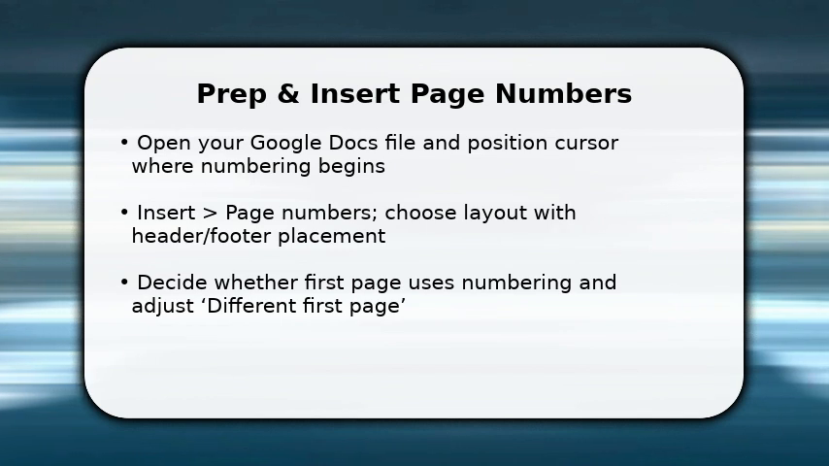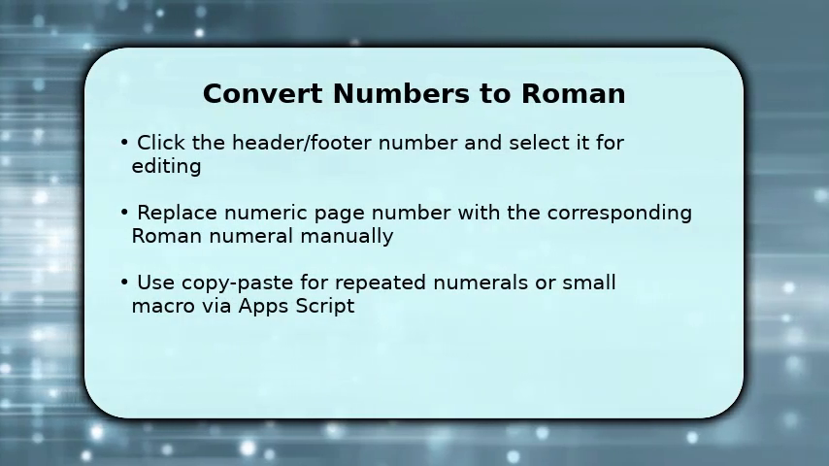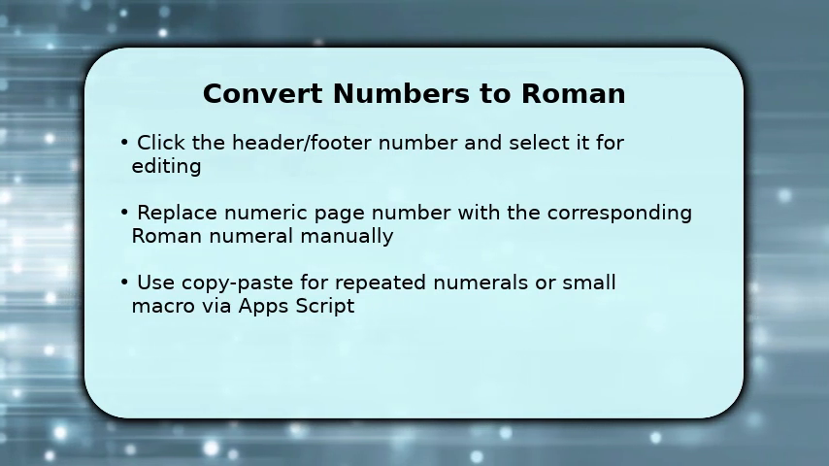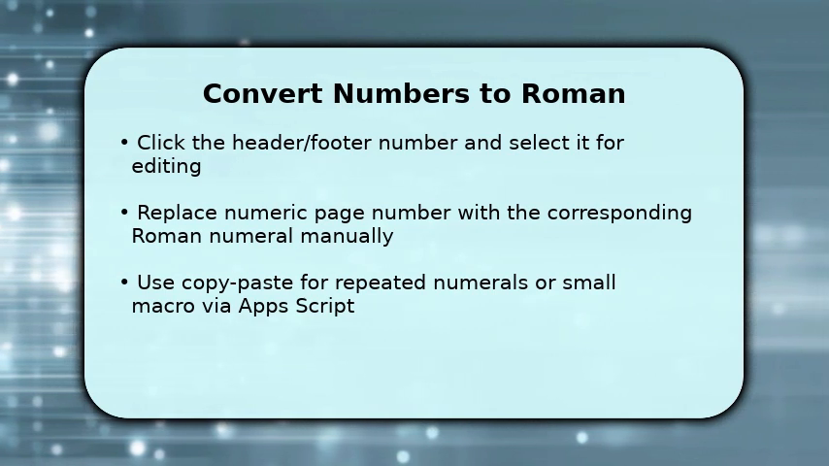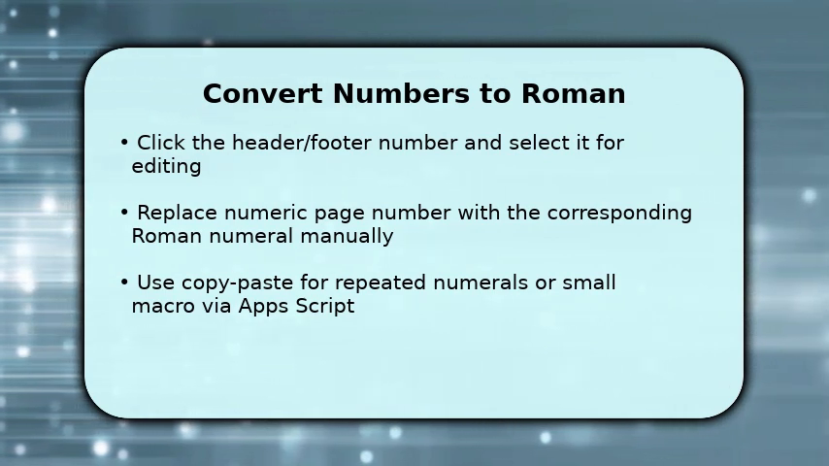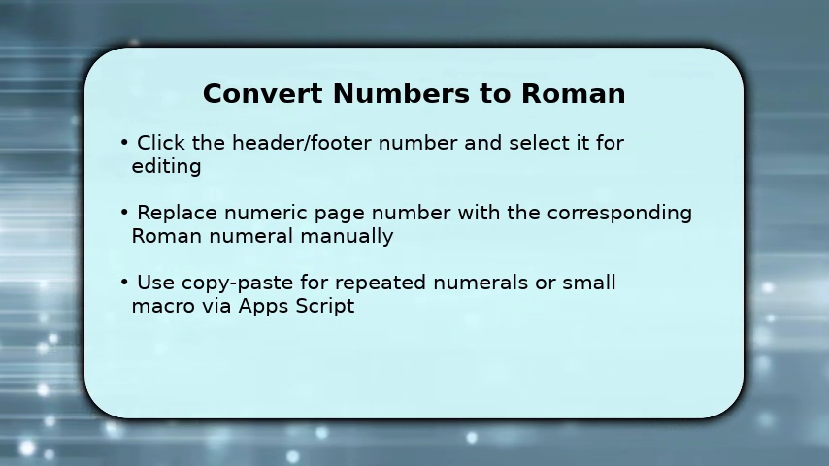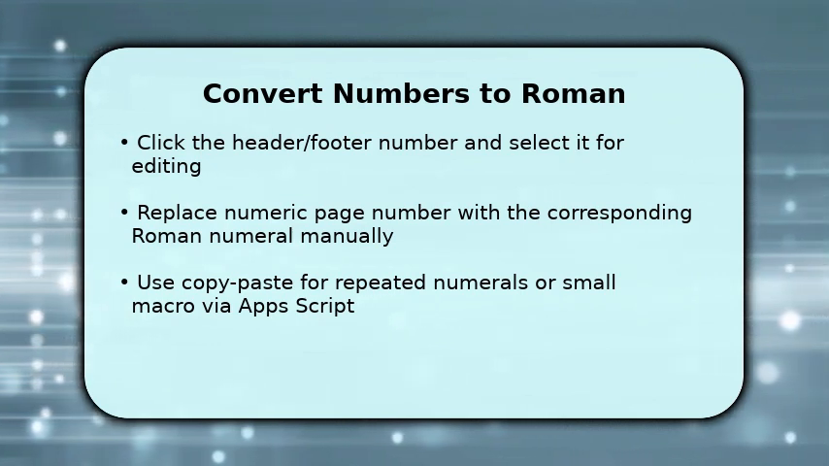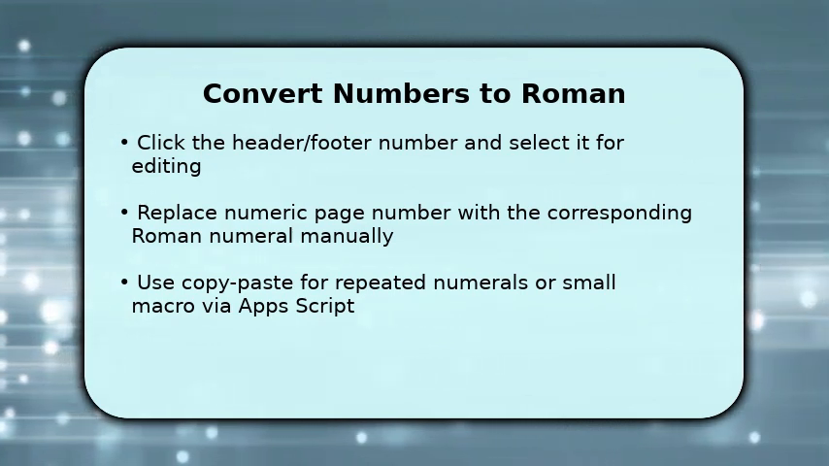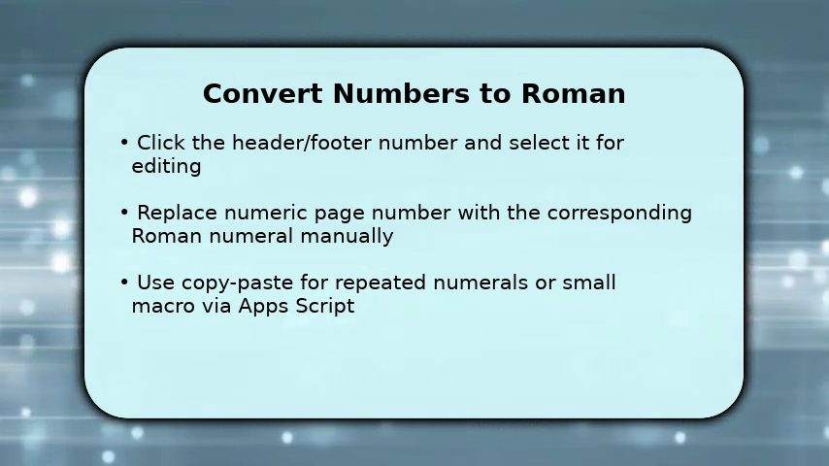Now edit the header or footer where the page number sits. Select the numeric value and delete it, then type the Roman numeral you need, such as I, Roman 2, Roman 3. You do this manually because Docs doesn't auto-convert page numbers. Manual entry ensures correct formatting for front matter. Once done on the first page, copy that numeral into subsequent headers/footers on each front matter page to match pagination. Make sure to keep automatic numbering disabled in that section.